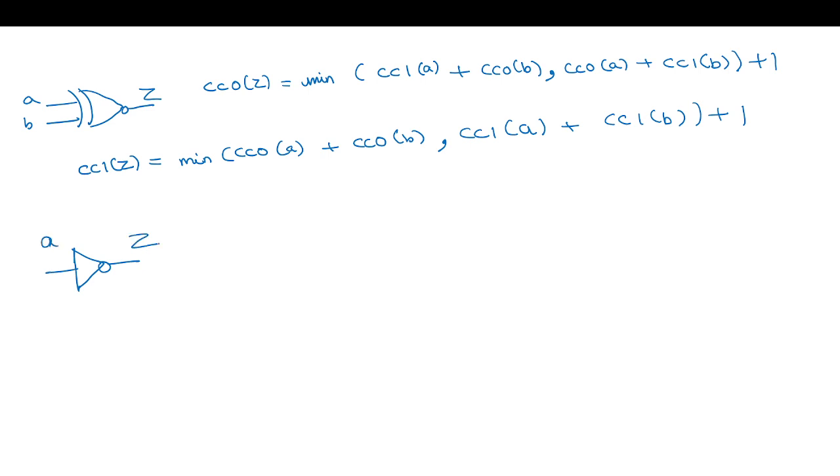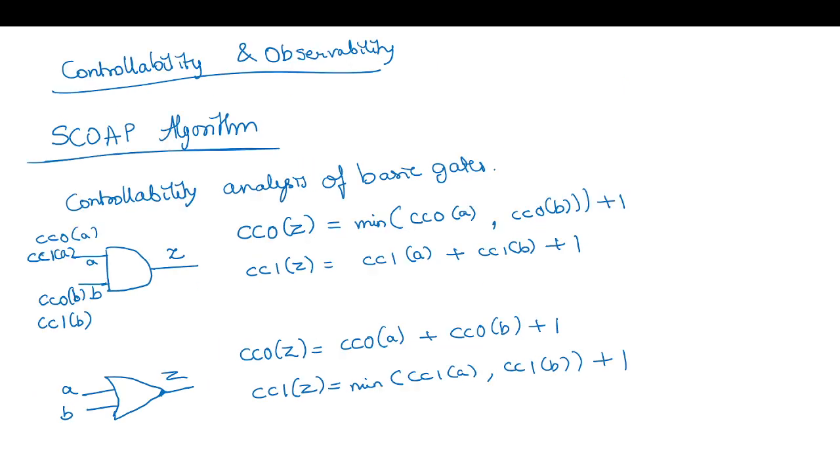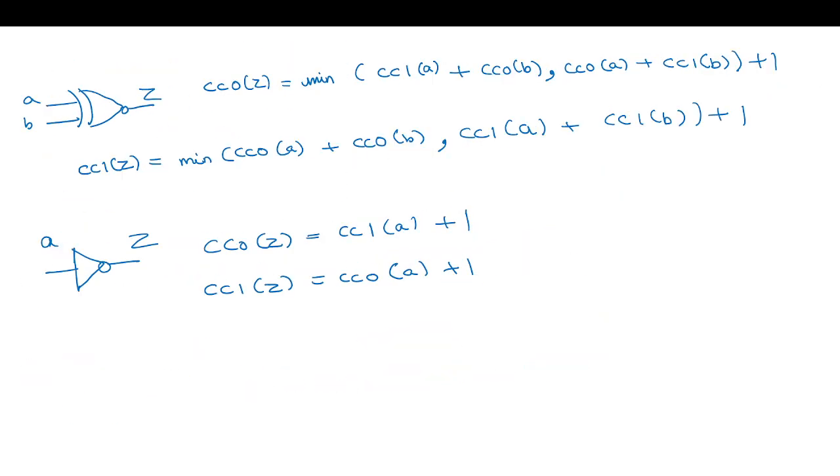Now for the NOT gate, from A to C: for the output to be 0, the input should be 1, and for the output to be 1, the input should be 0. So we have covered the combinational controllability for all the basic gates. Now we will solve one question.